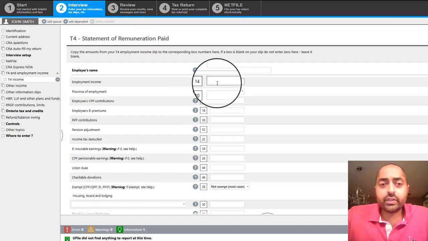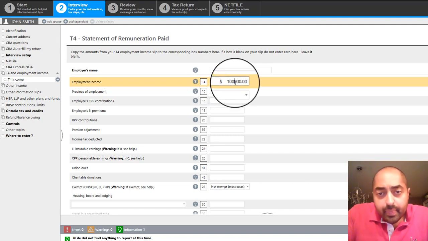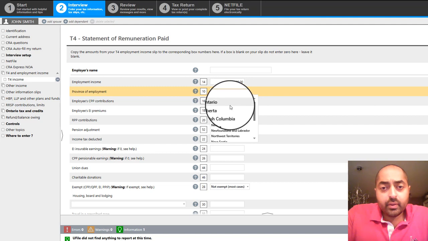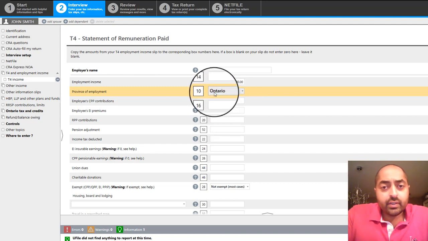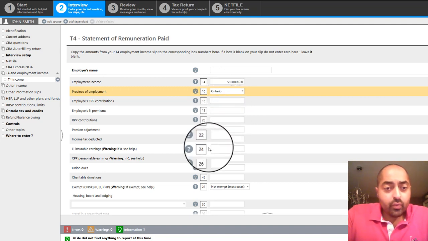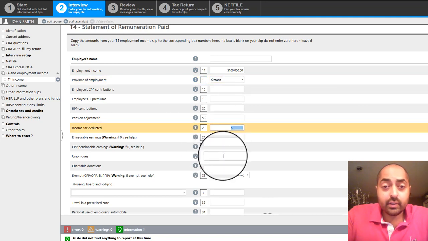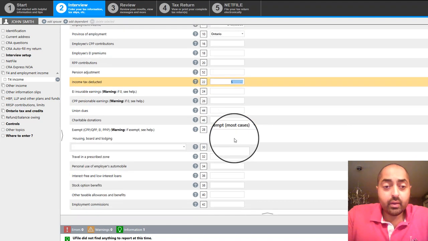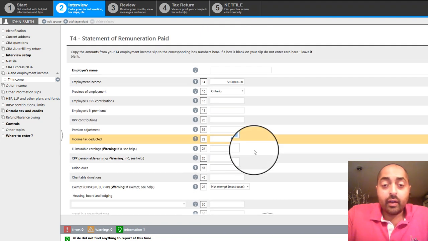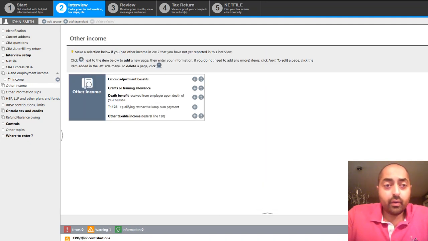All right, for salary, we're just going to start off with 100,000, just for example purposes. Province of employment, Ontario. Obviously the province is important because it affects the tax rate. We're going to leave everything as is. We're not going to put any income taxes deducted on your pay. I basically just want to show the difference of every dollar contributed to your RRSP. So this is obviously a fake example.